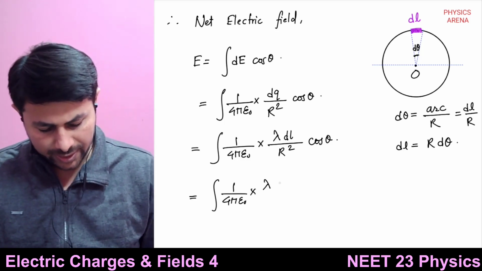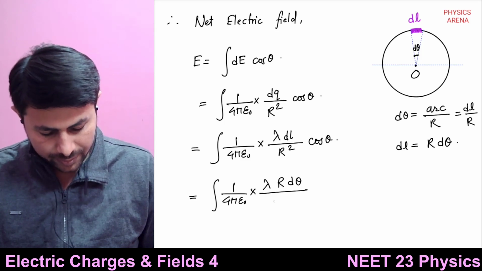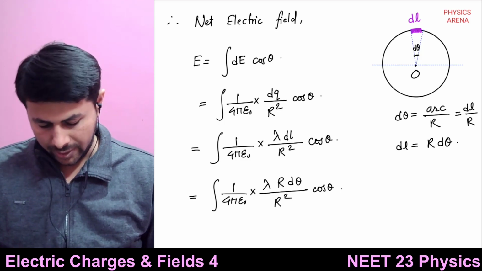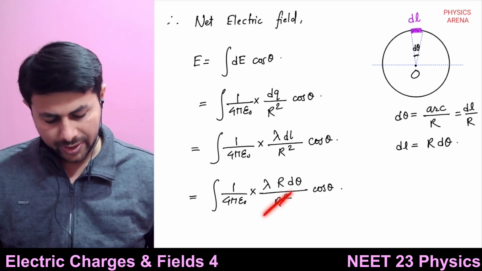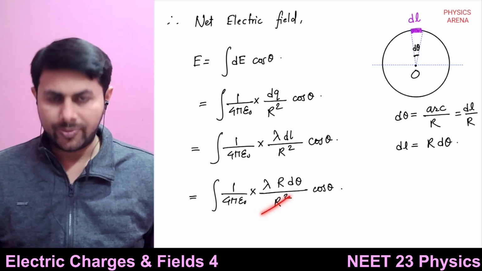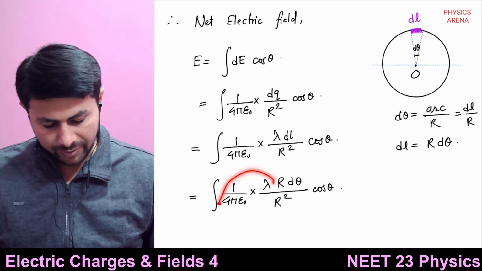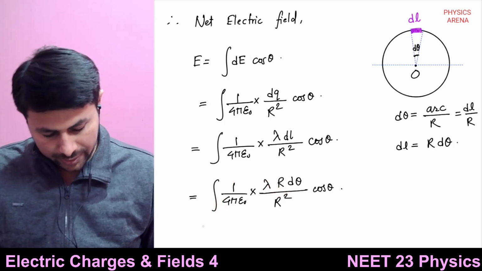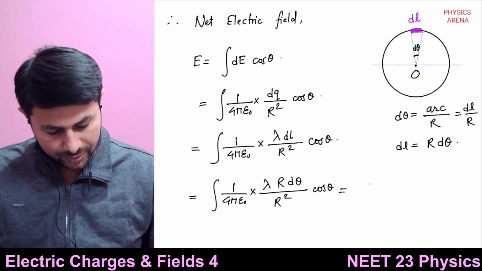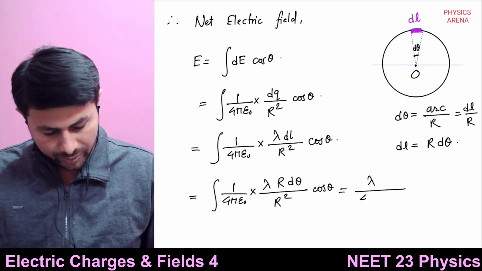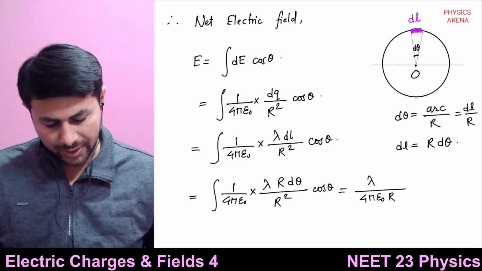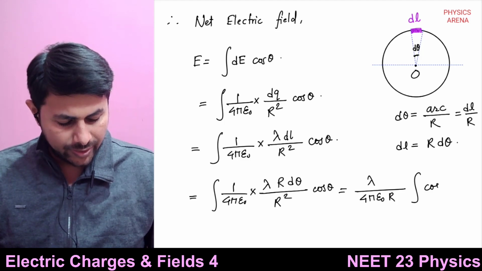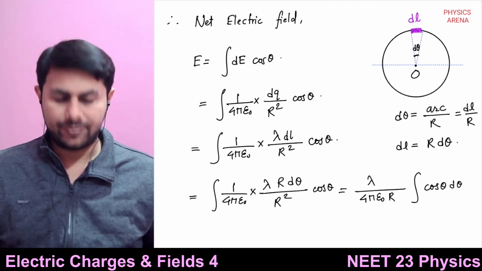dl is r d theta, and in the denominator you have r square cos of theta, right? So this r square, if you divide by r, one r would be left, and lambda divided by 4 pi epsilon naught r you can take outside. So let's do that. I will take lambda divided by 4 pi epsilon naught r outside, and now we just have the integral of cos theta d theta.